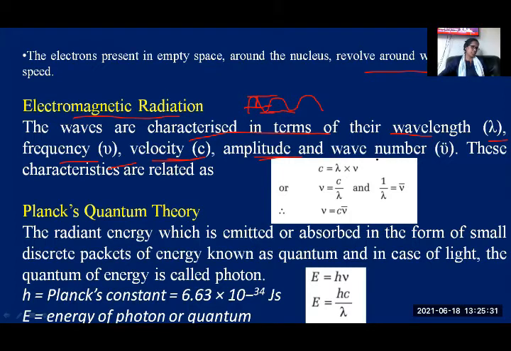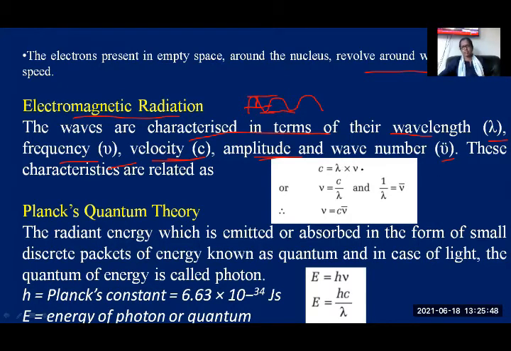And then one more terminology that we come across is the wave number. It is represented as nu bar. You know this also. It is the number of wavelengths per meter or per centimeter that is called the wave number. Okay, this is about the electromagnetic radiation.